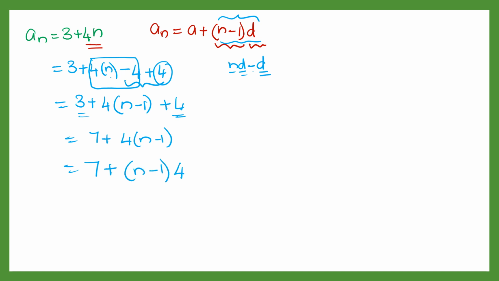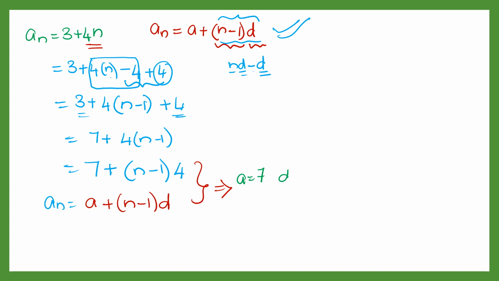Now you compare with the general form. General form of nth term is what? An is equal to a plus n minus 1 into d. So when you compare these two, we get the value of a as 7 and the value of common difference d as 4. In this way also you can find the first term and common difference just by considering the given value of nth term.